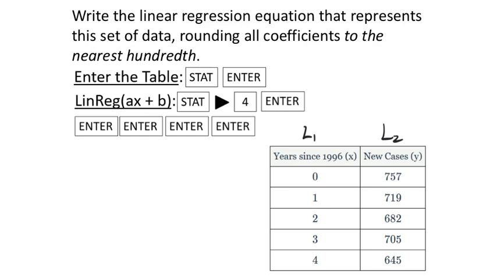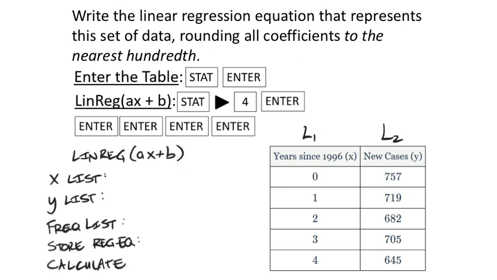Maybe you didn't push the diagnostics on, or maybe you misentered a number. But now that we got those into the calculator, I'm ready to find the values that we need for the equation. So I'm going to go to LinReg(ax+b). So that's stat over 4. And that's the calc function of our stats. And 4 is LinReg(ax+b).